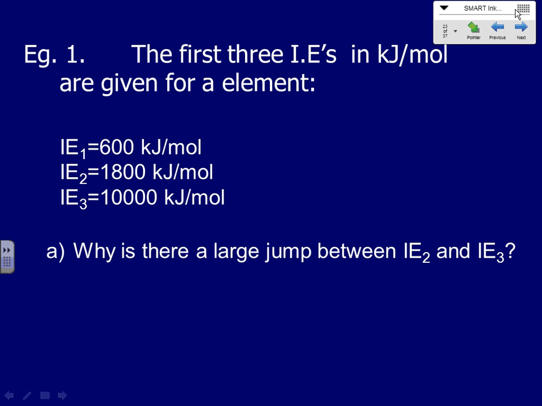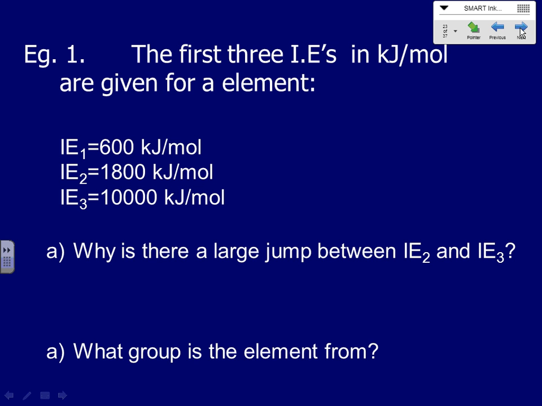Why is there a large jump between the second and third ionization energies? Why is there this big jump between them? Chris, what do you got? The third ionization energy, electrons from a full outer shell, I guess, now that it's been removed, from the next full orbit in. Correct. It's being taken away from that full shell, which is closer to the nucleus.